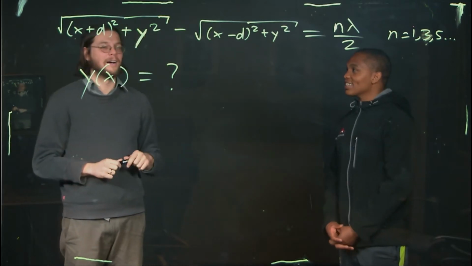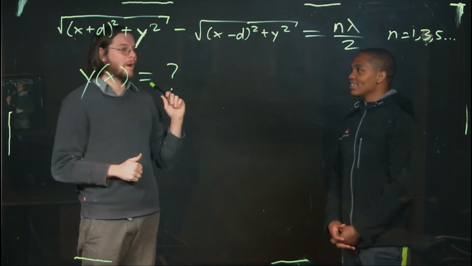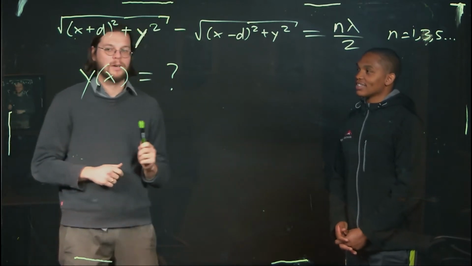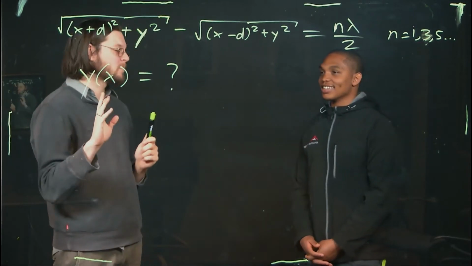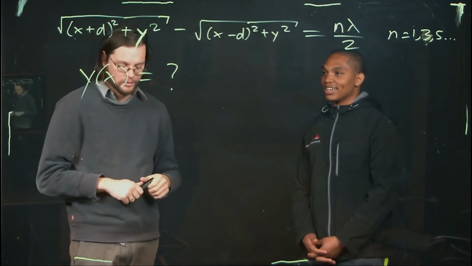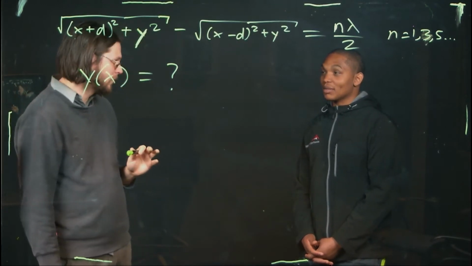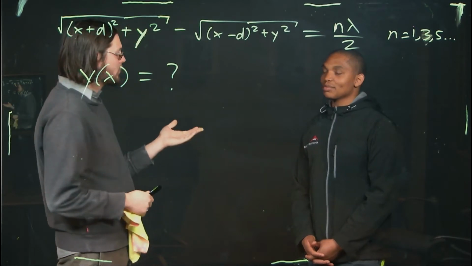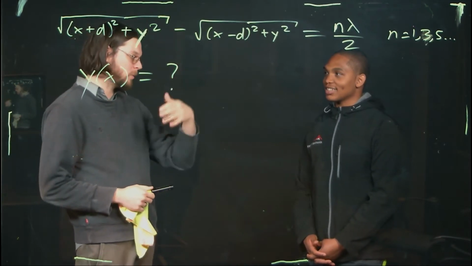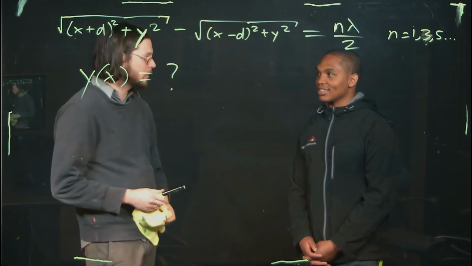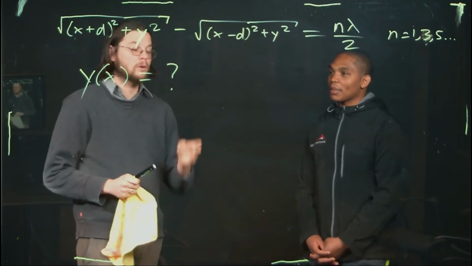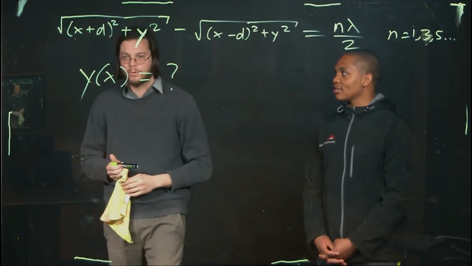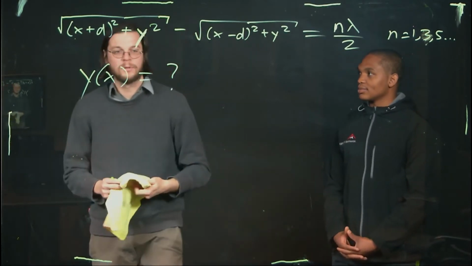Well, what we can do is use an approximation. We're going to come up with an approximate formula for y as a function of x. It's not going to be perfect, but it's going to be close. We'll come up with something, put it in the code, and see if it matches up with the actual code, because in the code you can see where the lines of destructive interference are. So I'm going to go ahead and erase this.